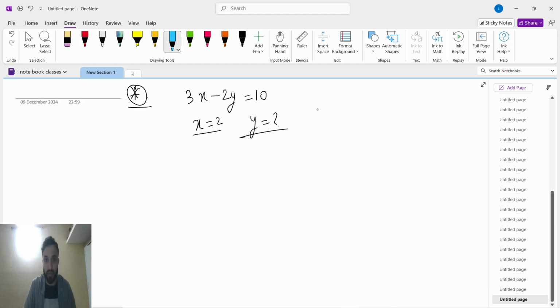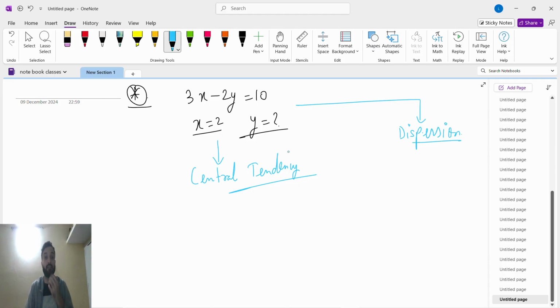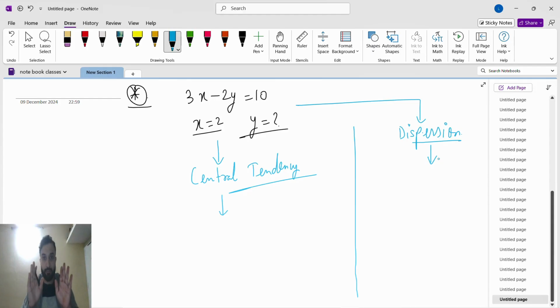And for this question, guys, we have two methods. The first method is the measures of central tendency method. The second method is the dispersion method. Very important thing, guys, how do we get to know whether we have to use the central tendency method or whether we have to use the dispersion method? So very important thing, understand.